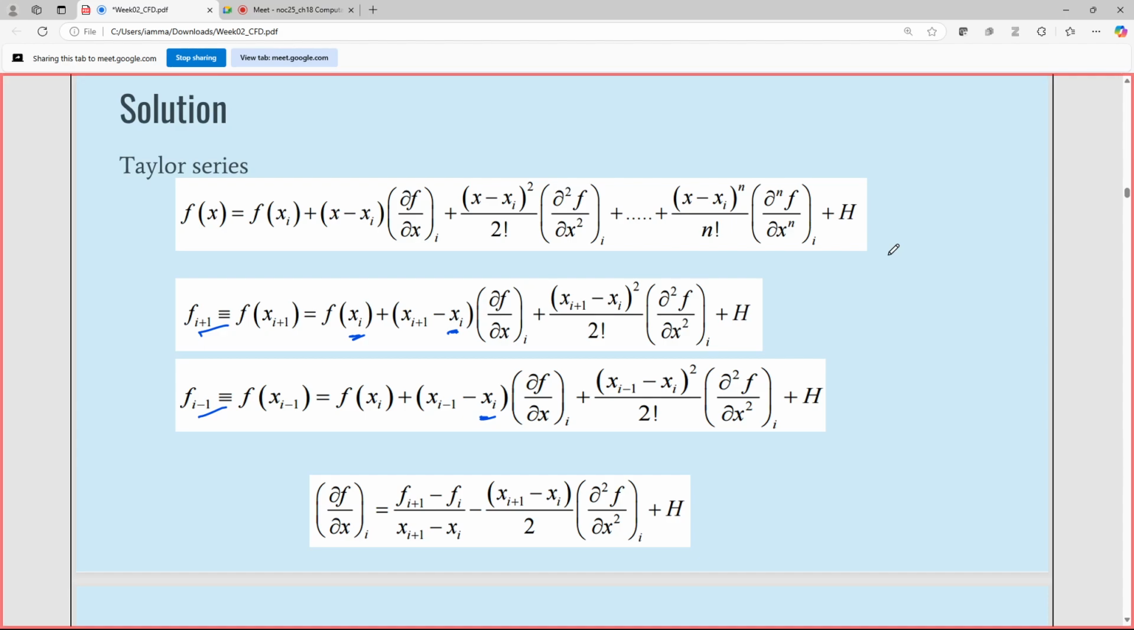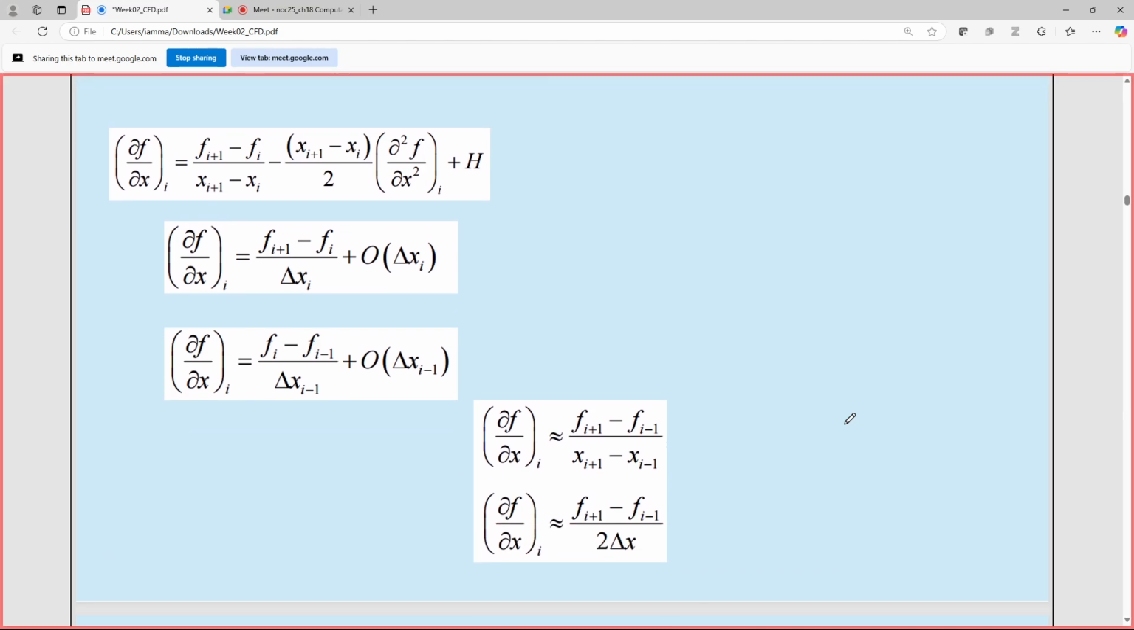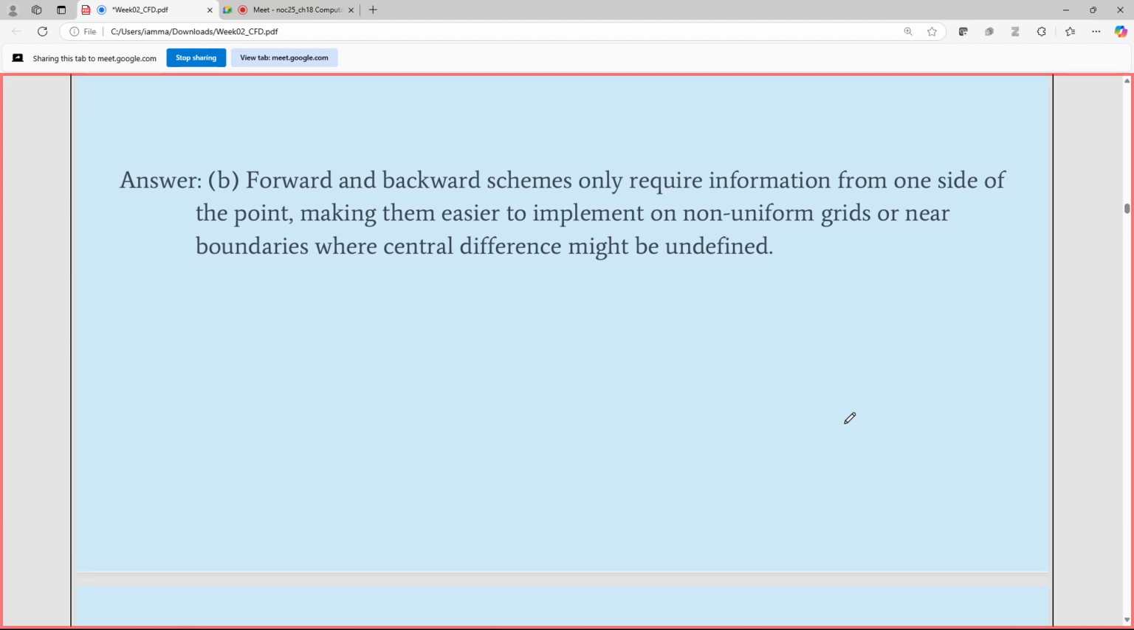So that makes backward or forward equations more useful in application to non-uniform meshes, because while implementing boundary conditions and all, we won't be having both sides. But in the central difference equation, you will be needing data from both sides. So our answer is option B, that for non-uniform grids, either backward or forward schemes will be better than central difference methods.